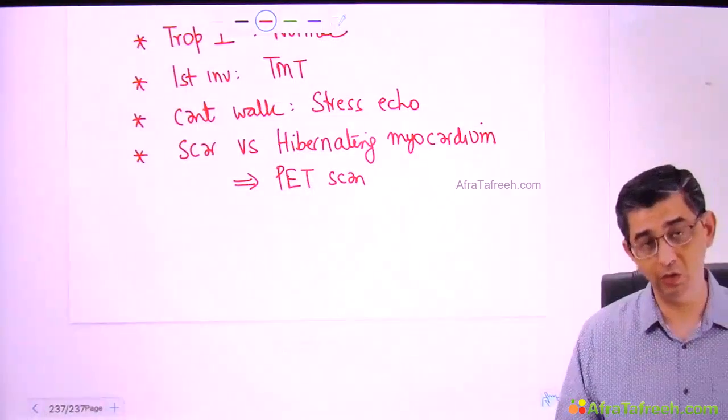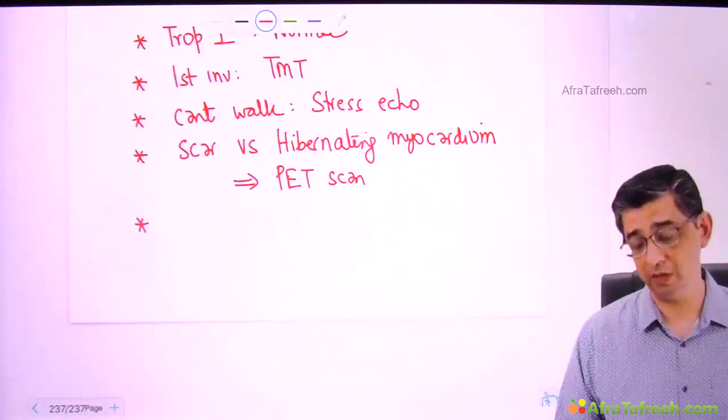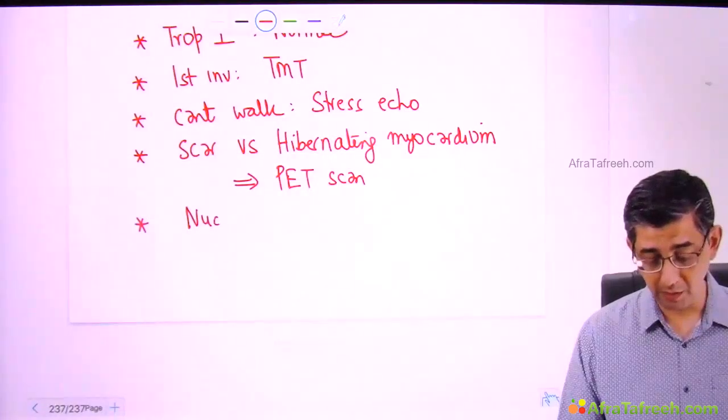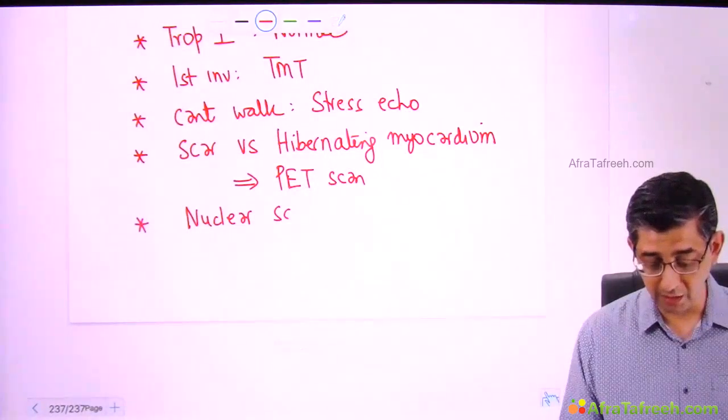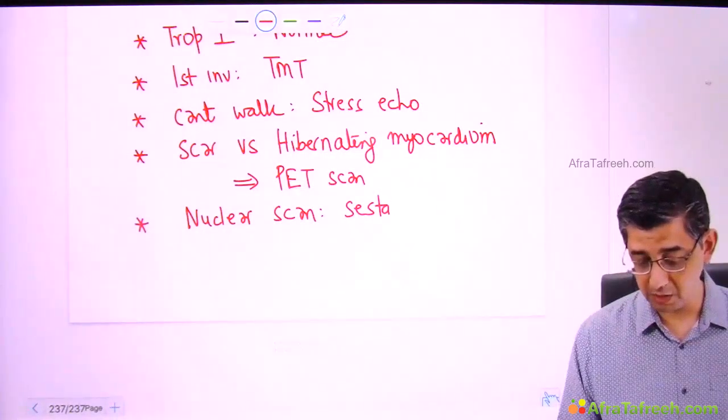Here we will be using 18-fluorodeoxyglucose. So per se, scar does not have any uptake, whereas hibernating myocardium will at least have some kind of uptake. However, sometimes he might actually ask about a nuclear scan that can be used to evaluate chronic stable angina. Then your answer would be Sestamibi scan.